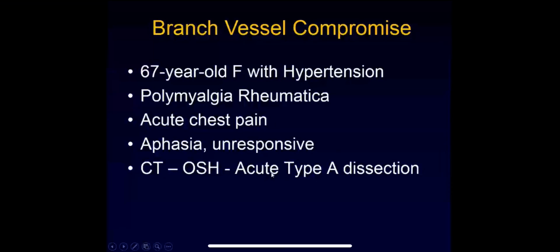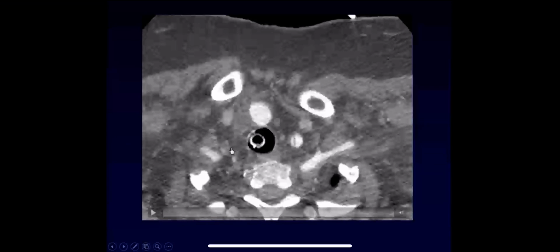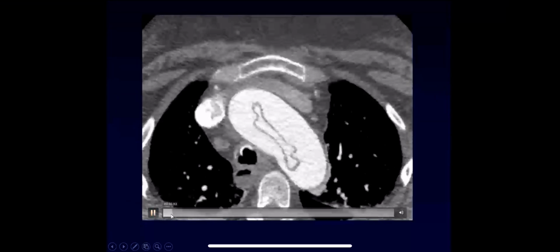So let's look at this case. This is a 67-year-old female with hypertension, polymyalgia rheumatica, who presented with acute chest pain, aphasia. She was unresponsive, and an outside CT showed acute type A aortic dissection. The patient was intubated, and they came here.